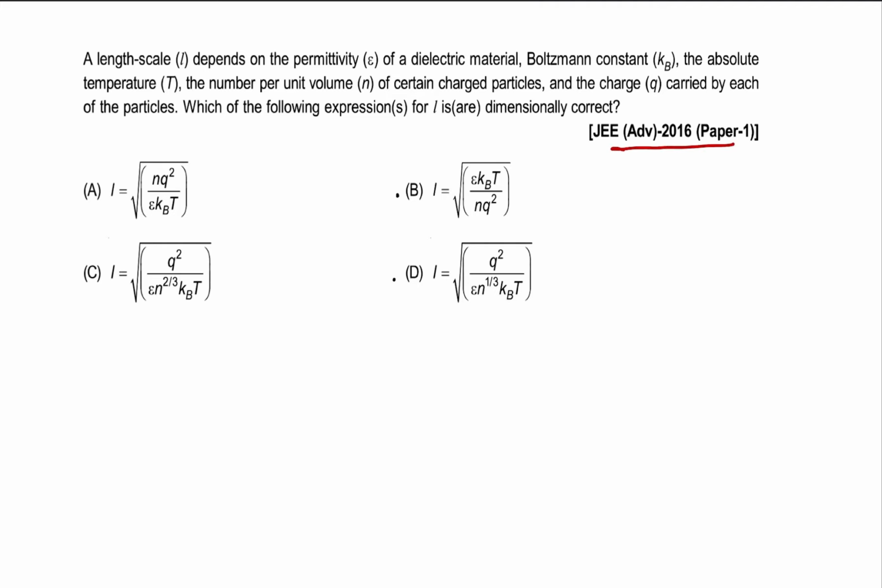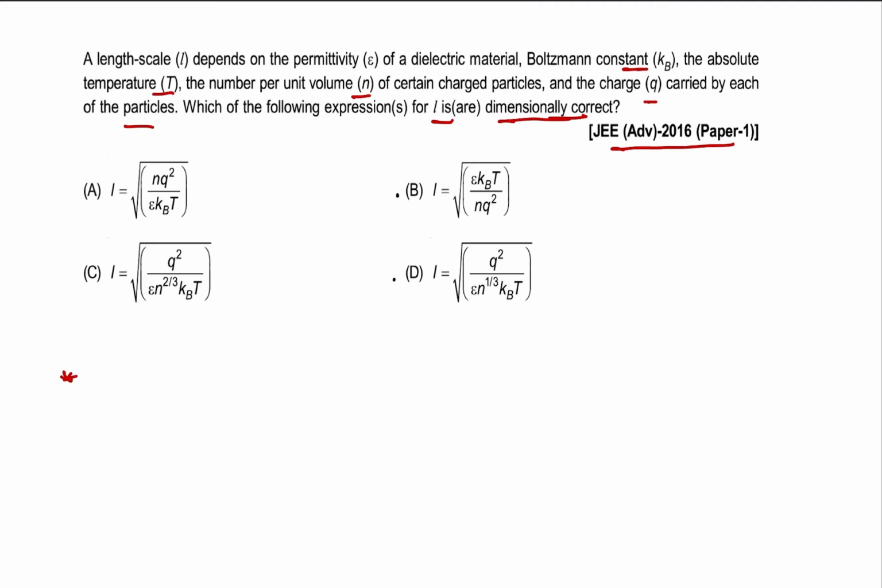here is one more question, which they asked in 2016 paper 1. A length scale L depends on the permittivity epsilon of a dielectric material, the Boltzmann constant Kb, the absolute temperature T, the number per unit volume N of certain charged particles, and the charge Q carried by each of the particles. Which of the following expressions for L is dimensionally correct?